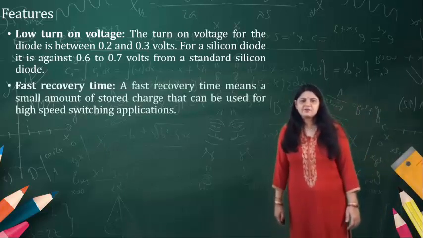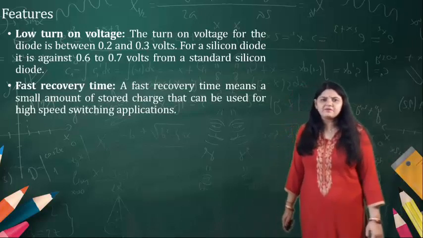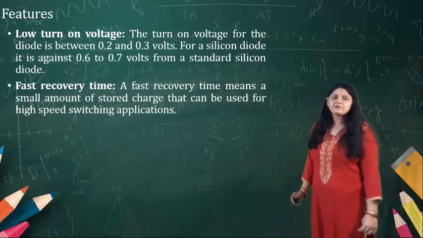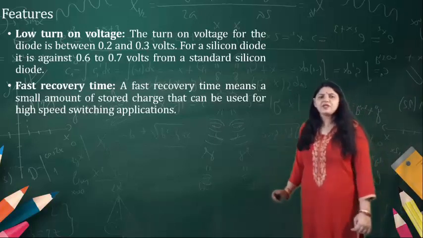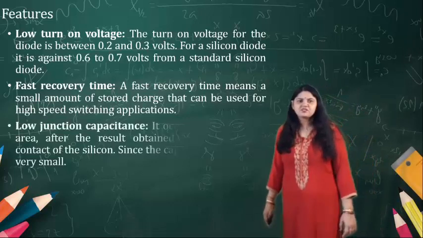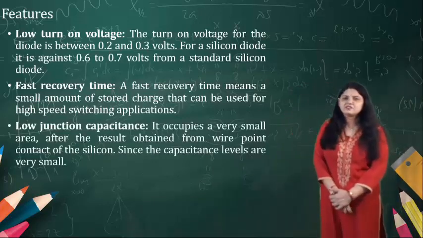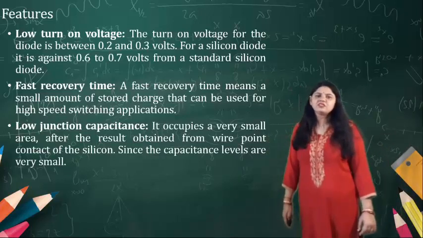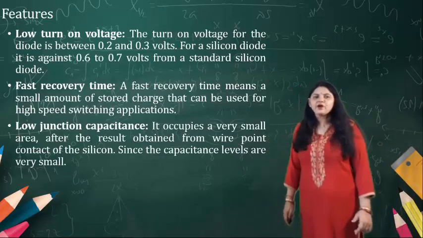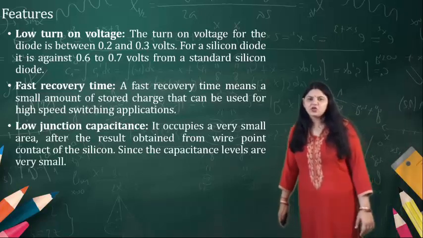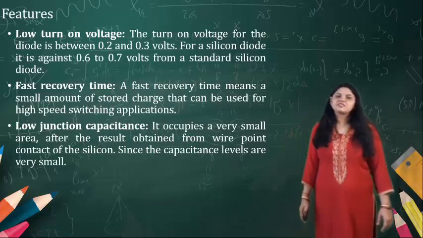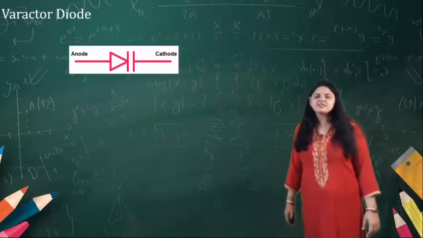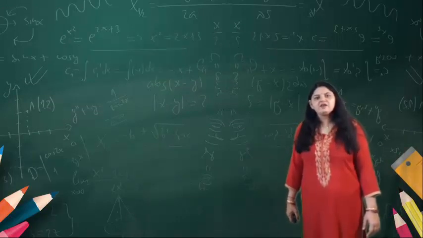Fast recovery time. A fast recovery time means a small amount of stored charge, which can be used for high speed switching applications. Low junction capacitance, because it occupies a very small area resulting from the point contact of the metal with the silicon, and that is why the capacitance levels are very small. So this is about the Schottky Barrier Diode.